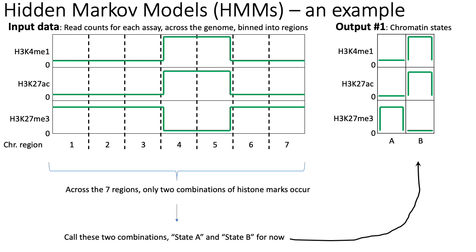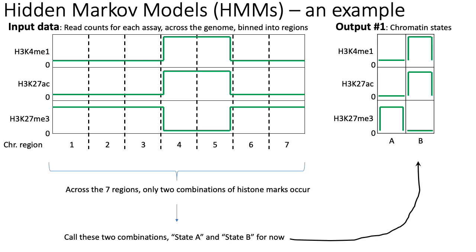And so in terms of output number 1, recall that HMMs try to tell you something about chromatin states, and chromatin states are basically just unique combinations of histone marks that occur across the genome. And so in this hypothetical example, we've divided the genome into 7 different regions. And you can see that across these 7 different regions, even though we've assayed 3 different marks, and so in theory, you could have something like 2 to the 3 or 8 possible combinations of marks occurring across the genome, in this hypothetical genome, we actually only see 2 unique combinations of histone marks.